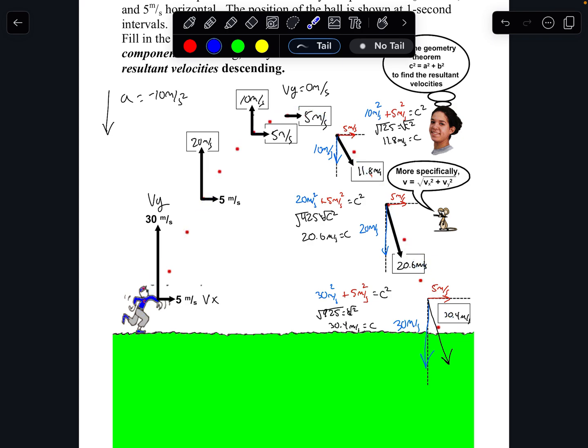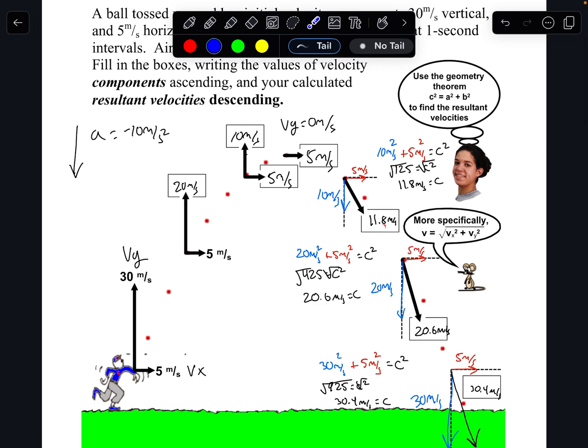Please double check that you have all of this filled in. We'll come back tomorrow. We're going to look at horizontal projectiles specifically. Make sure you have your reading guide and Vector 1 WebAssign from last week done. Thanks, and I will see you tomorrow.